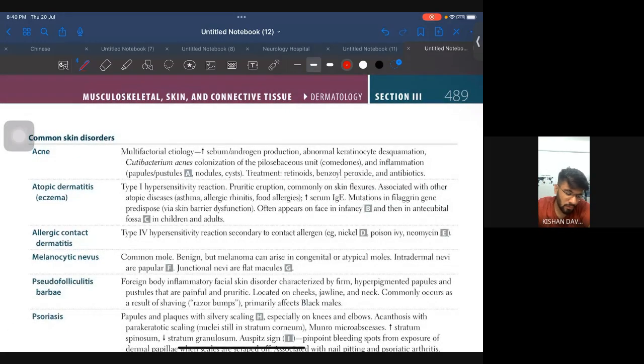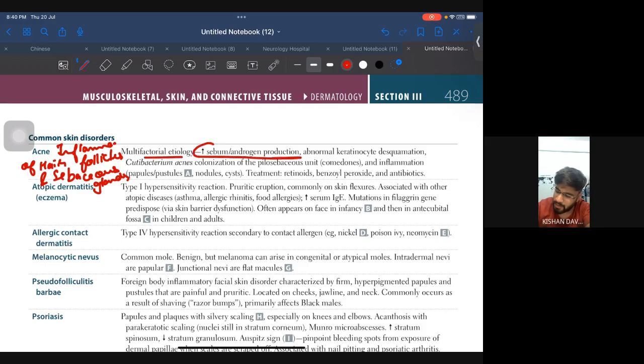Acne, as you all know, is inflammation of hair follicles and sebaceous gland. Okay, inflammation of hair follicles and sebaceous gland, everyone knows. So there is multifactorial etiology: increase in sebum and androgen production, abnormal keratinocyte desquamation. This is one important line. Cutibacterium acnes colonization of the pilosebaceous unit. This is the second point. And treatment, okay, avoid treatment.